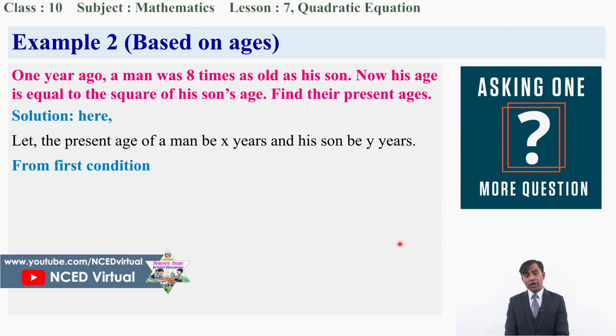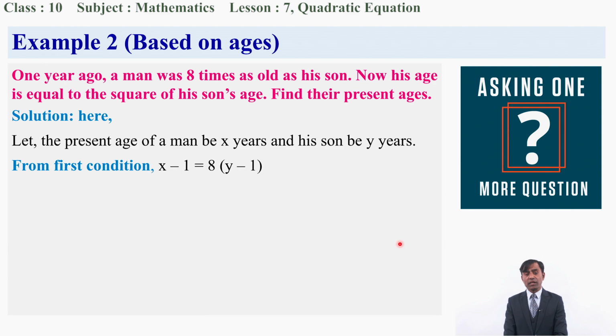And from the first condition, 1 year ago, the age of the man was x minus 1. And 1 year ago, the age of the son was y minus 1. Present age is y, so 1 year ago it was y minus 1. Then by the question, the man is 8 times the age of his son. His son is y minus 1 and his age is x minus 1.